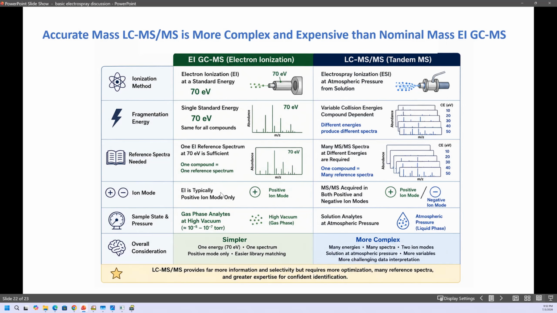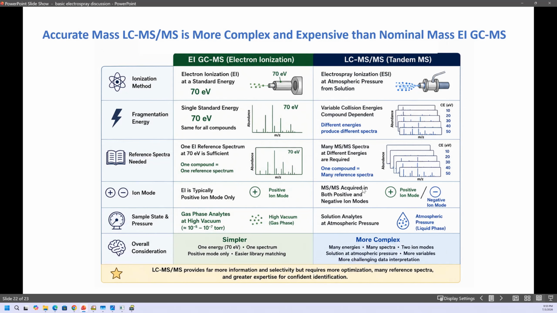And EI only uses positive ion mode, and it's done in a vacuum, so the molecules don't usually interact with themselves. In electrospray, you have variable collision energies that are compound dependent, so it's just hard to reproduce all of these variables within the instrument. So you'll need many different spectra, such as the case of the diazepam. It had 48 different spectra in the library, and you'll have to have all of these spectra to get the analysis of one compound.